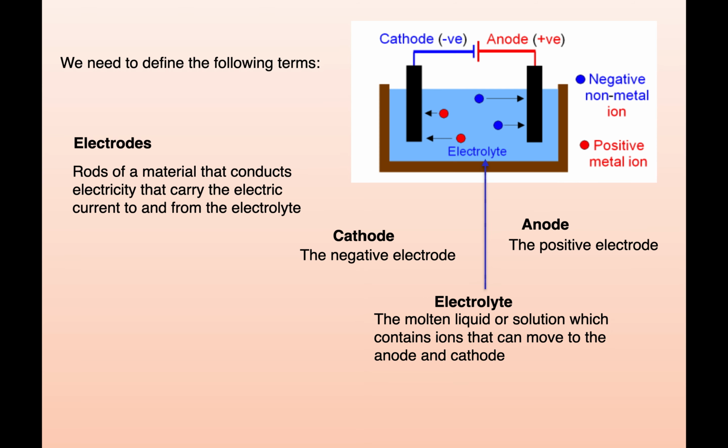The electrolyte is, in this case, the molten liquid or solution, which contains ions that can move around. So if we've got a molten ionic substance, the ions can float around and they're free to move. And just to remind ourselves, an ion is a charged particle or species. It has a charge. It's not neutral.